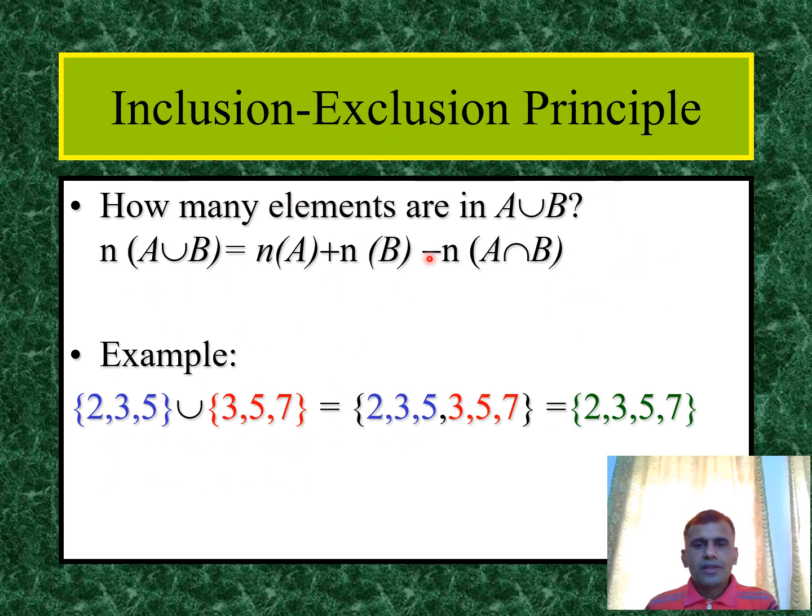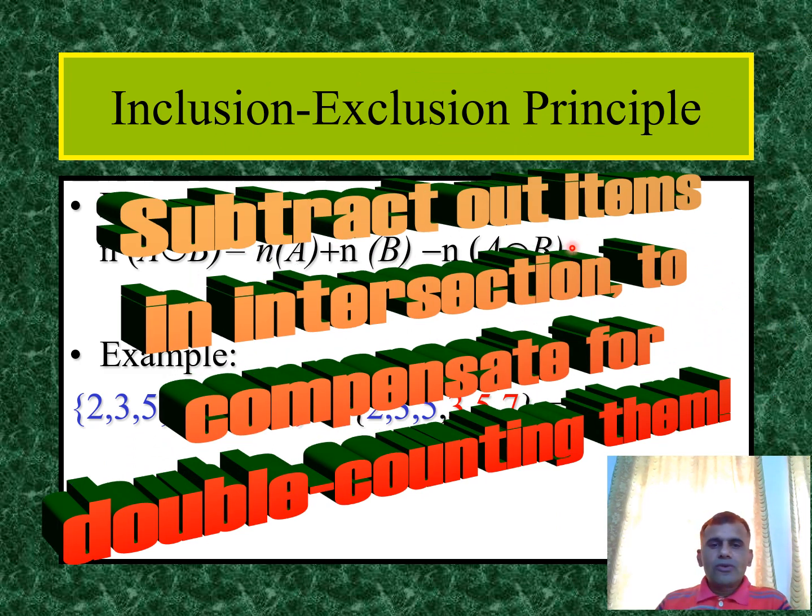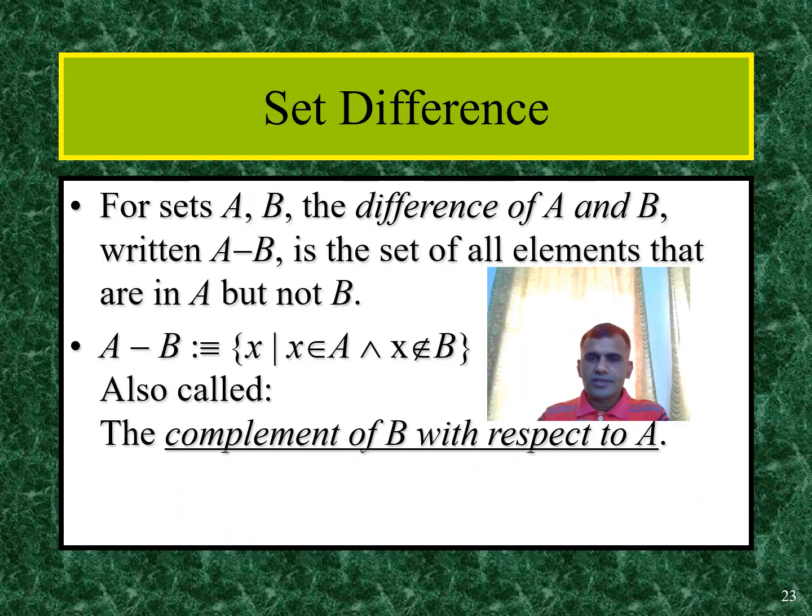Inclusion-Exclusion Principle. Now this is the most important formula which is going to be used in the statement problems based on set theory. How many elements are in A union B? The formula is n(A union B) is equal to n(A) plus n(B) minus n(A intersection B). See this one, the number of elements in this we can find. Subtract out the items in the intersection to compensate for double counting them. So n(A union B) is equal to n(A) plus n(B) minus n(A intersection B).